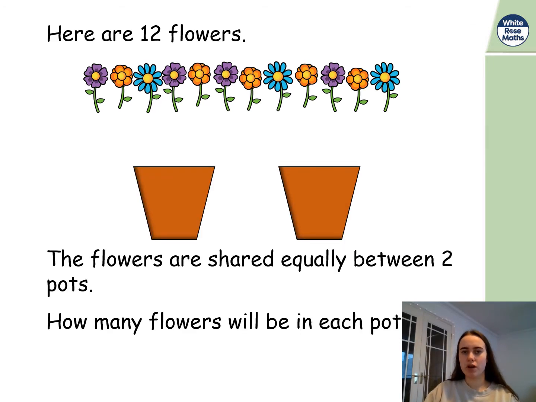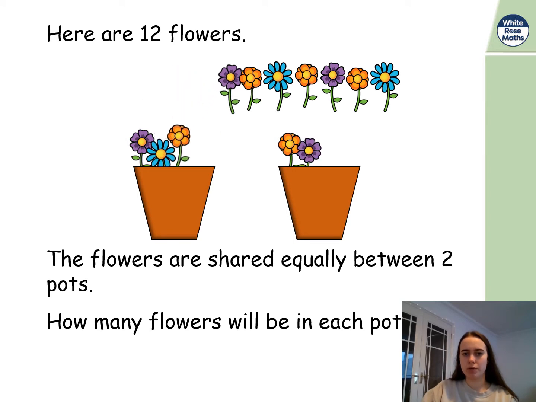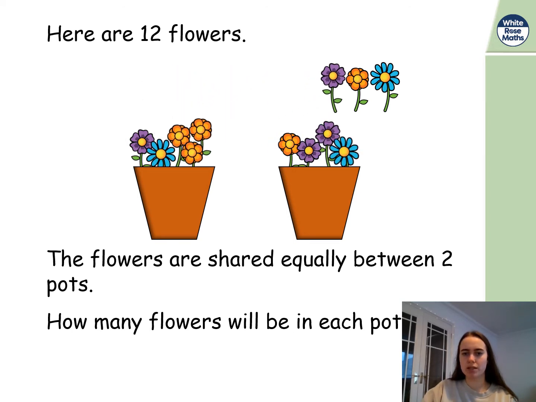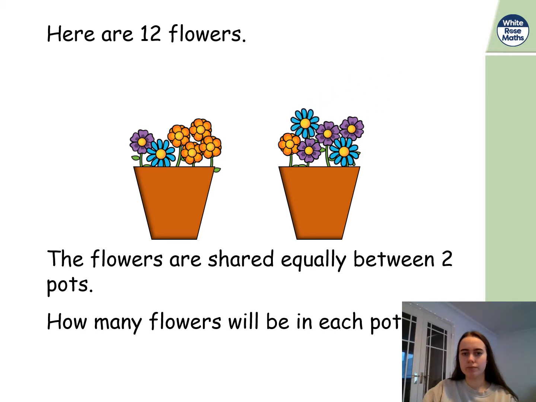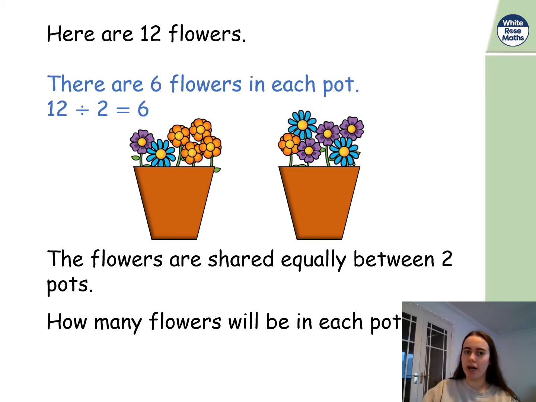Okay, so we're going to have a go at sharing out the 12 flowers into 2 groups. So how many flowers will be in each pot? Let's find out. So sharing one at a time to make sure that I end up with equal groups. How many do I have in each pot, each group? I have 6. So that was 12 divided by 2 equals 6. 12 flowers divided into 2 groups, or shared out into 2 groups, equals 6 flowers.